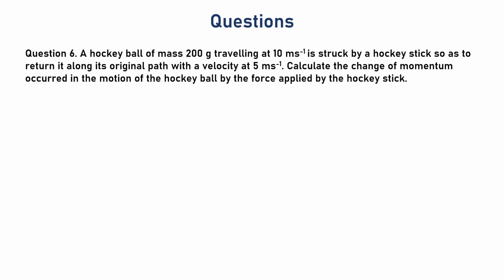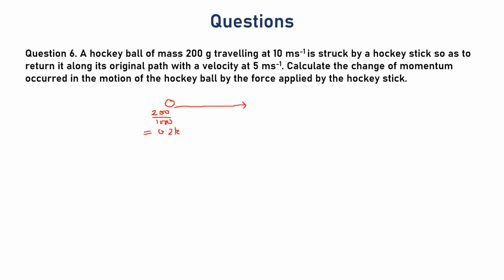So let me demonstrate this question first, right? A hockey ball of mass 200 gram. Let's make a hockey ball, right? It is traveling with a velocity 10 meter per second. So this will definitely be the initial velocity. The weight is 200 grams, so I need to change this 200 gram into kg. I'll divide 200 gram by 1000. So what will be the mass in kg? Definitely it is 0.2 kg, right?